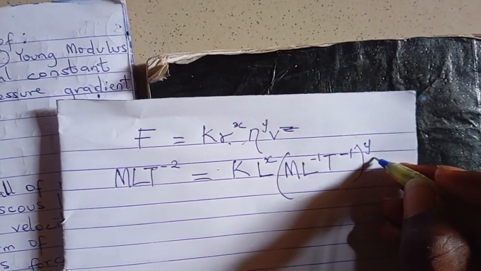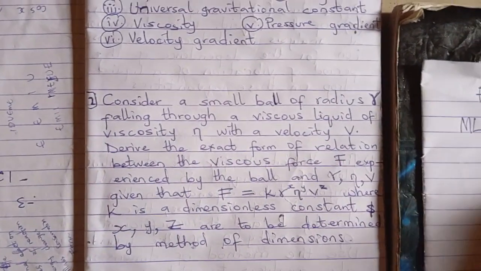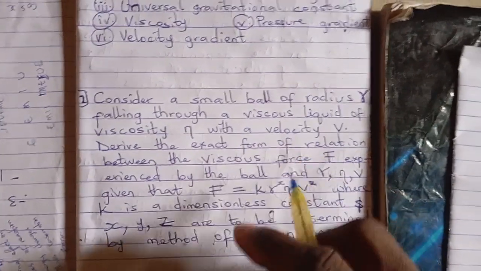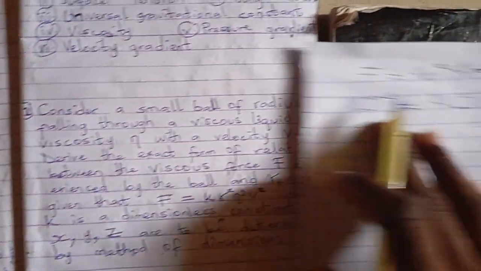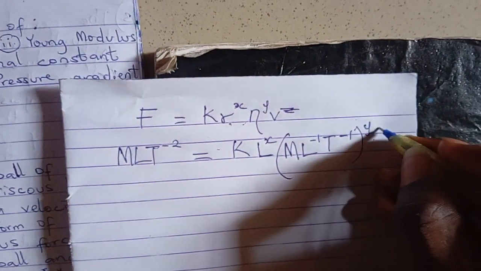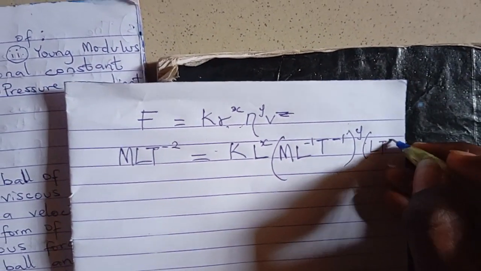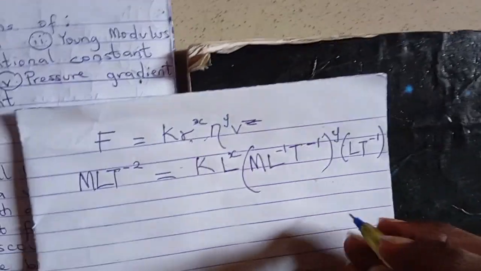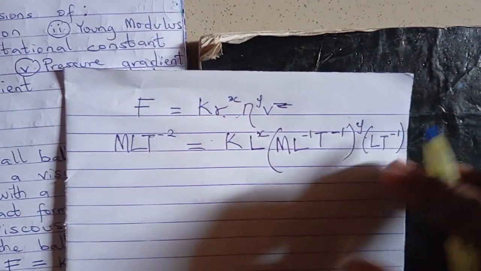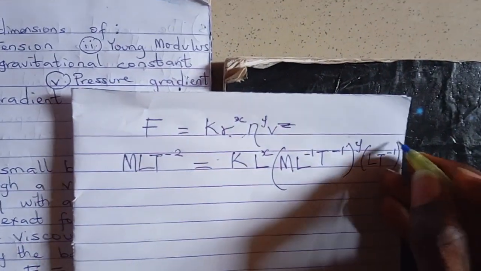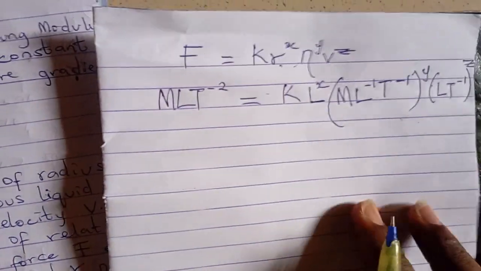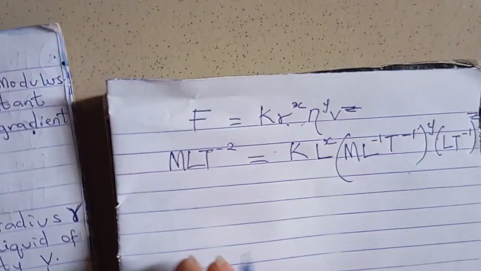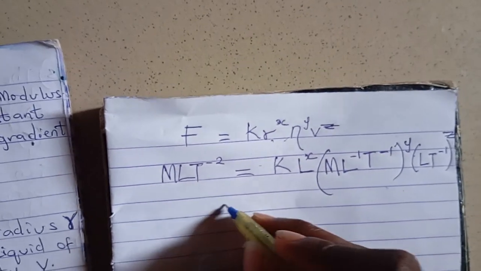Then v in the question is for velocity. So v, we know that velocity is simply L T^-1, all raised to the power Z. So at this junction, all we need to do is to distribute.